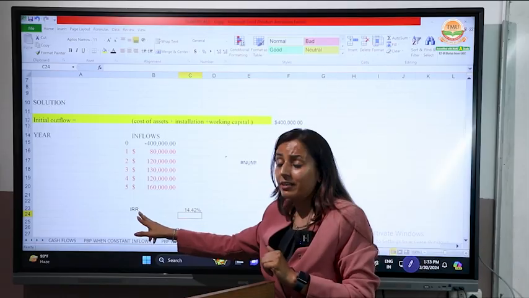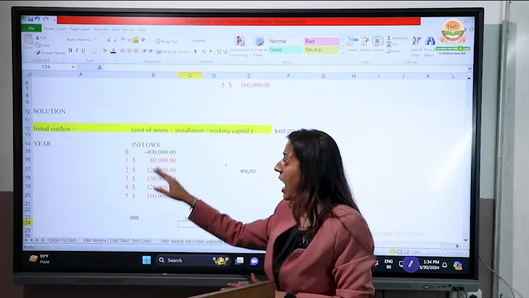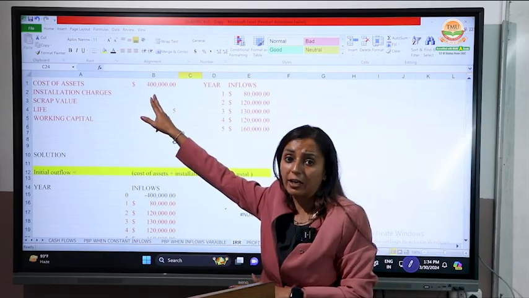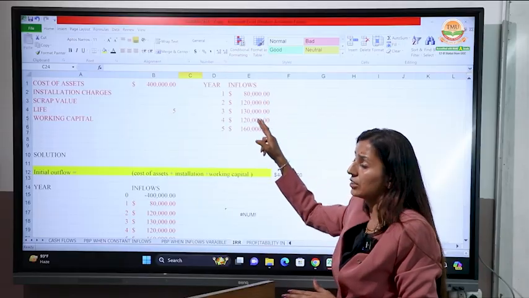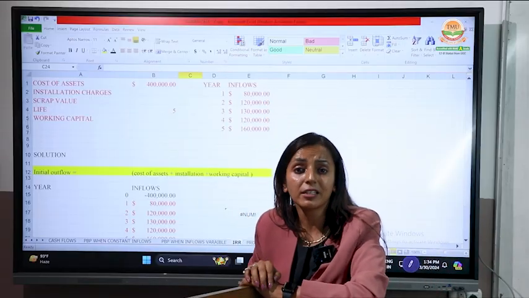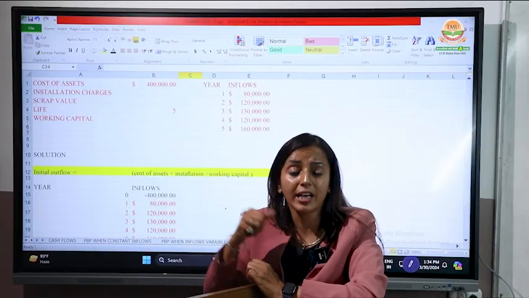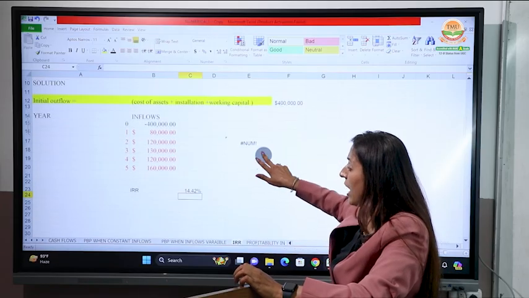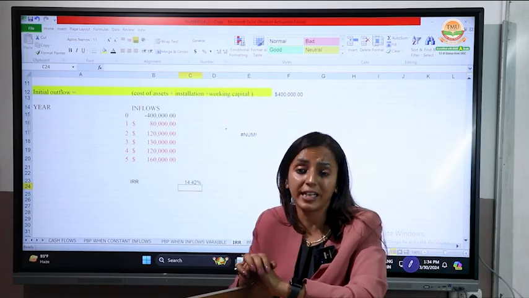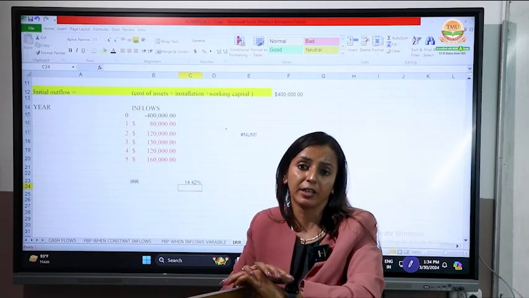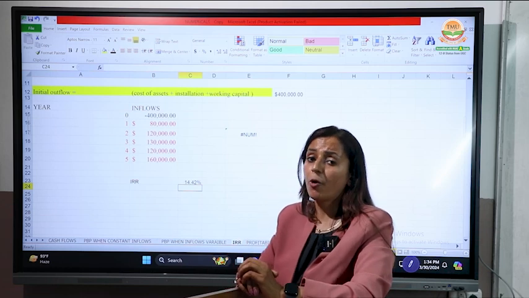Now see IRR, that is internal rate of return. I invested in this project 4 lakh rupees, getting the money in this way. That means the internal rate of return: how much return am I getting? That means nearby 14.42% I am getting from this project. Done.